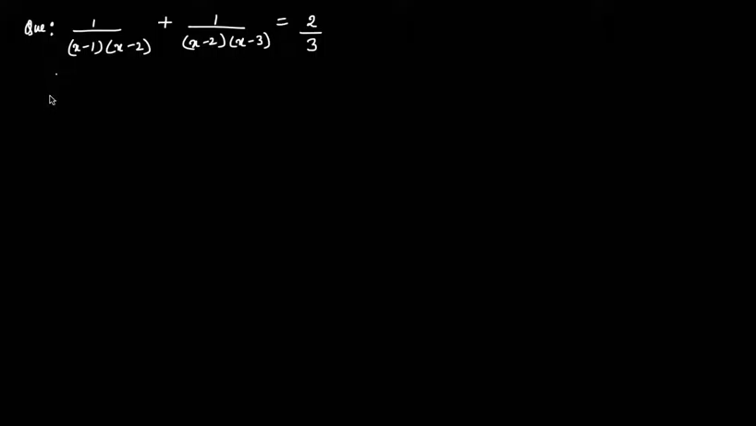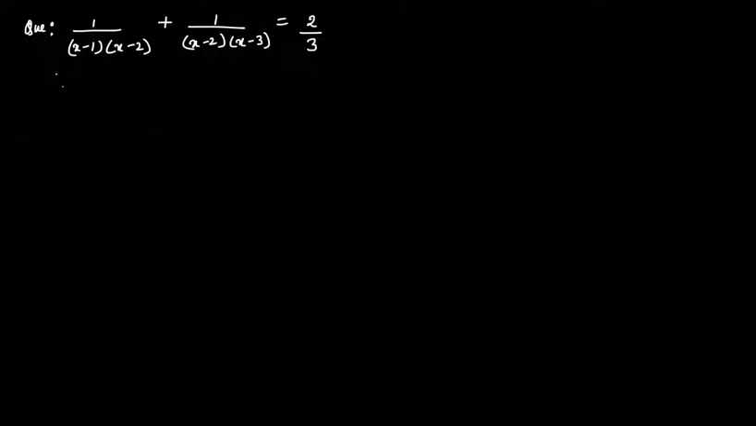Hey, so now you can see a question in front of you. The question says 1 upon (x minus 2)(x minus 1) plus 1 upon (x minus 2)(x minus 3) is equal to 2 by 3. So now let us see how to approach this question and how to basically solve this question.